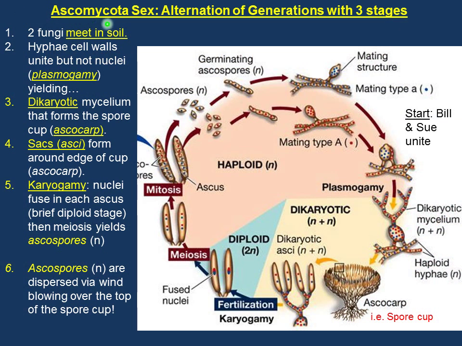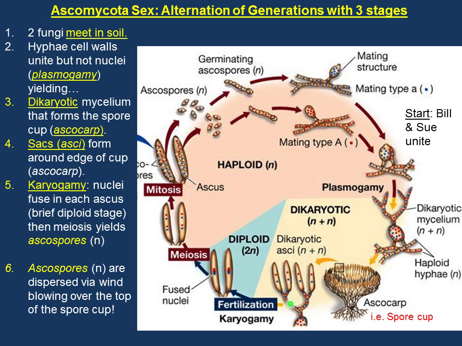The alternation of generations has 3 stages again with the ascomycetes. Let's look at our right-hand diagram and just look at the basic structure. The haploid is pink, the dikaryotic is yellow, and the diploid is blue. What happens is 2 fungi meet in the soil, and the hyphae cell walls unite but not the nuclei, again plasmogamy, yielding a dikaryotic mycelium that forms the spore cup or ascocarp. The sacs or asci form around the edge of the cup.